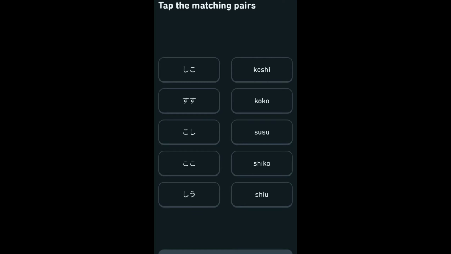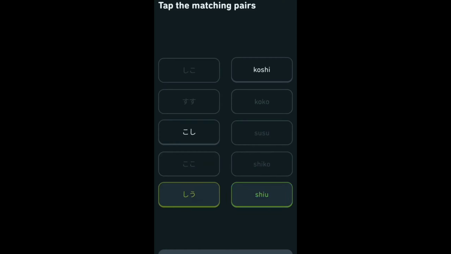The first one. So the first one is shiko. The second one is, right, susu. And then the third one is, okay, koko is the fourth one. What do you think the third one is? If you can, just try. If you can't figure it out, maybe you want to go to another one. So what do you think shiyu is? The last one. And finally, what is koshi?